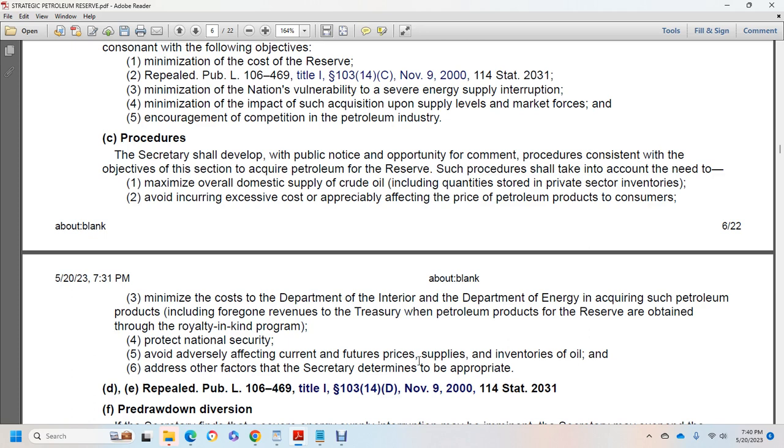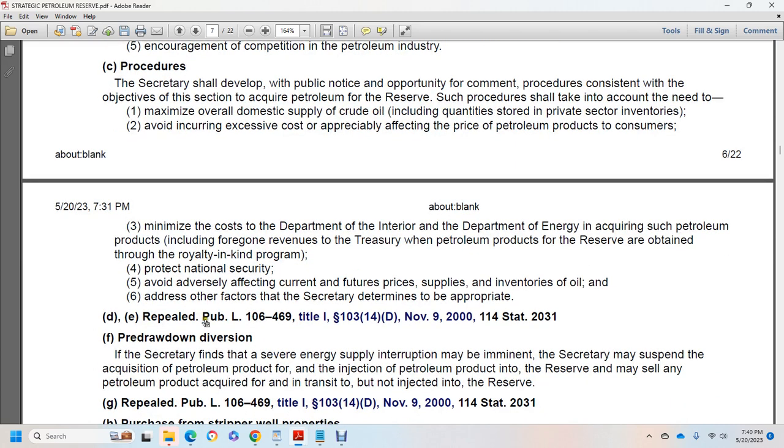4. Protect national security. 5. Avoid adversely affecting current and future prices, supplies, and inventories of oil. And 6. Address other factors that the Secretary determines appropriate. Subsection D is repealed by Public Law 106-469, Title I, section 103(14)(D), November 9, 2000, 114 Stat. 2031.